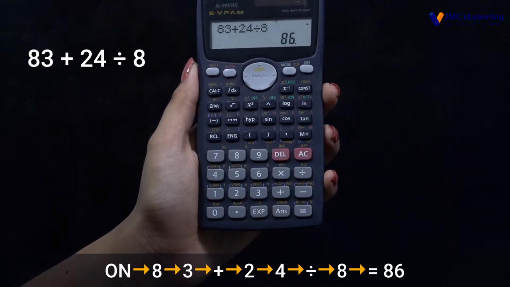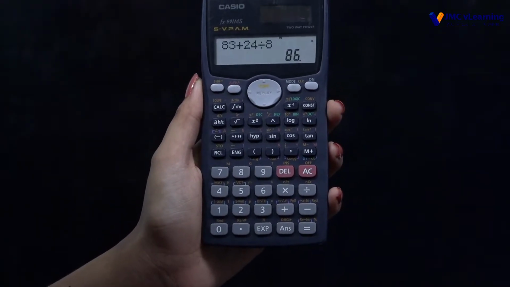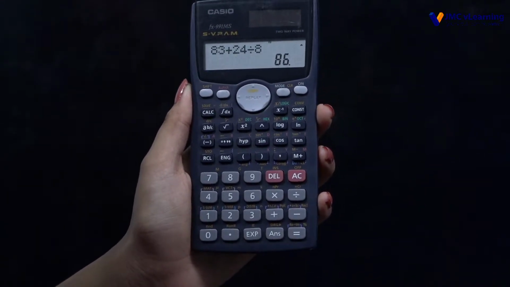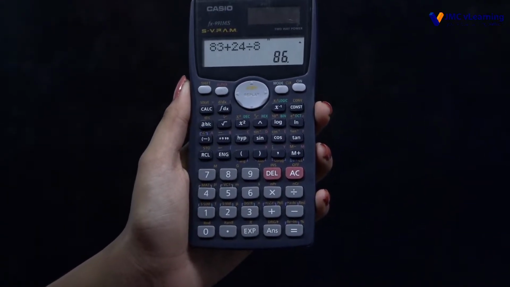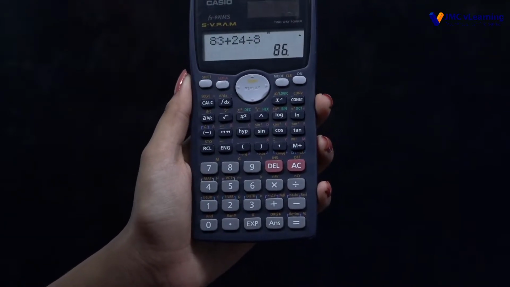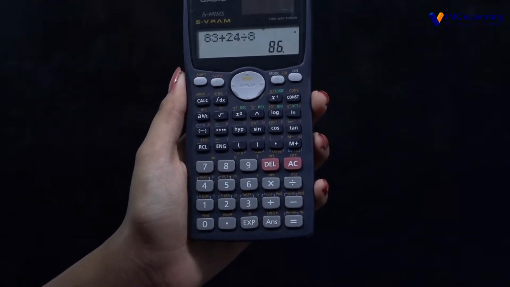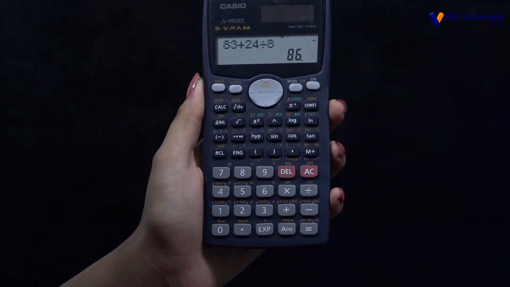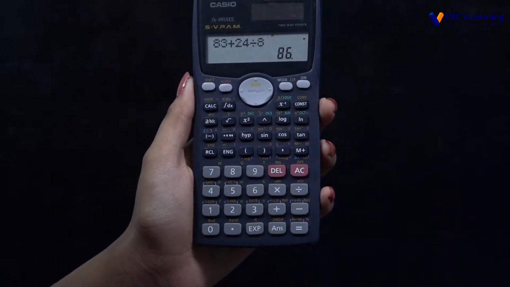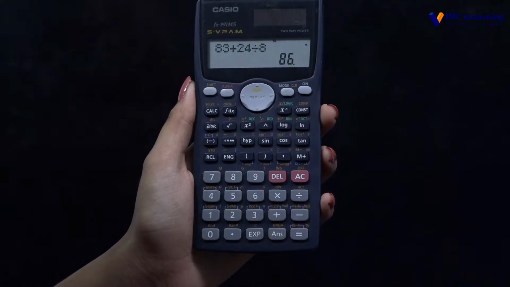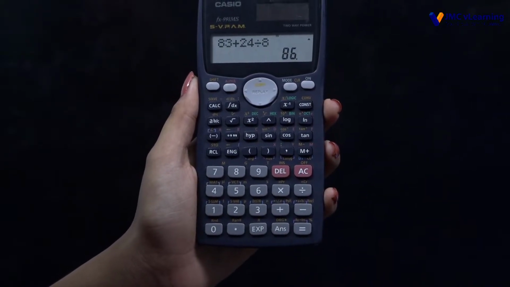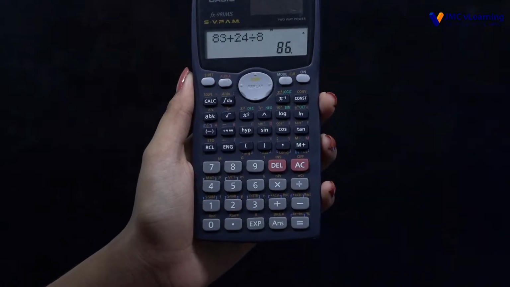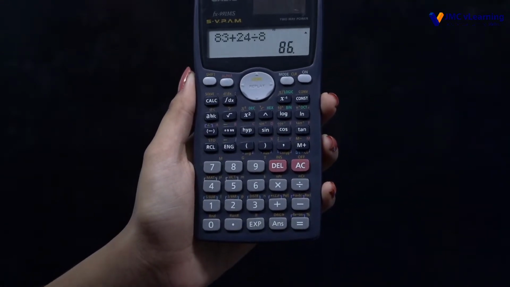The answer is 86. Now let's simplify the same sum using the ordinary calculator. When you simplify this question using an ordinary calculator, you have to follow the BODMAS method. That means first you have to simplify the division part. Let's simplify first 24 divided by 8, then add 83.